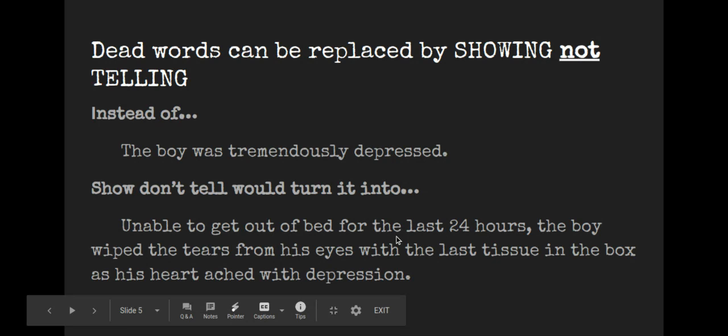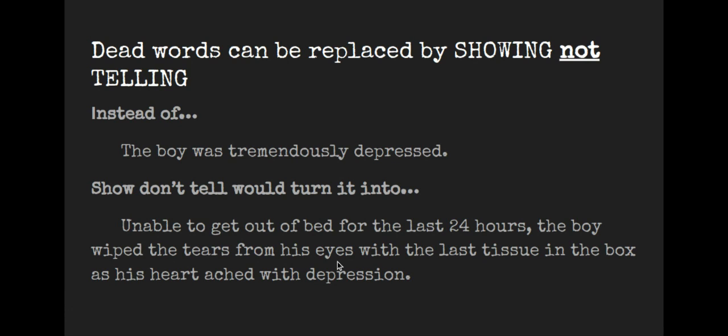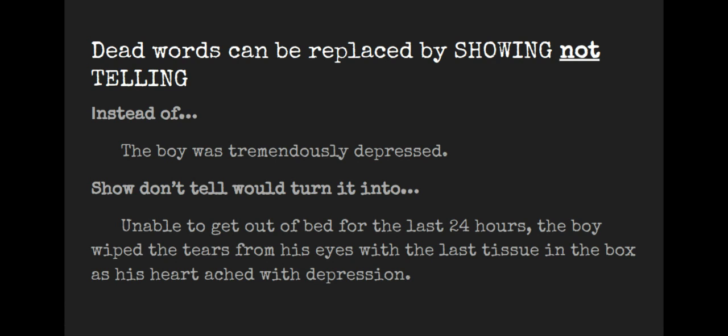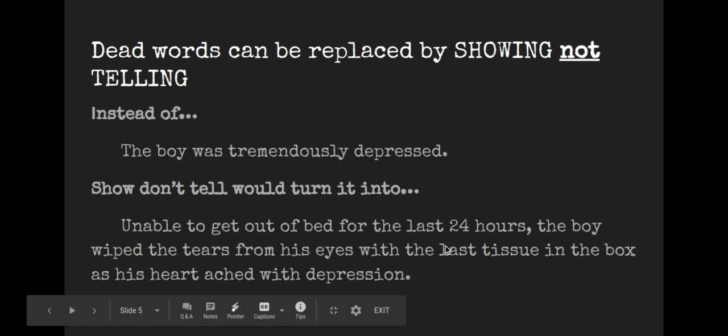We said what he was doing. He was laying in bed for 24 hours. We said his body language. He wiped the tears from his eyes, which is also a facial expression. His heart ached is how he felt. So, tremendously depressed is just not as vivid. It doesn't help it come to life as much as this does.